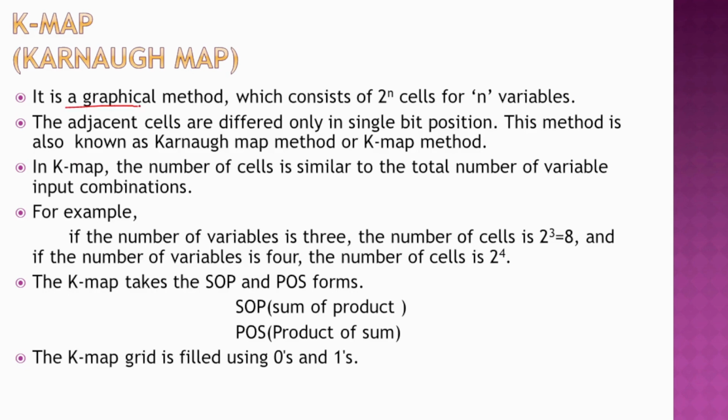It is a graphical method which consists of 2 power n cells, where n is the number of variables. For example, if you have two variables, you will get four values, right? And the adjacent cells differ only in a single bit position. This method is known as the Karnaugh map method or K-map method.